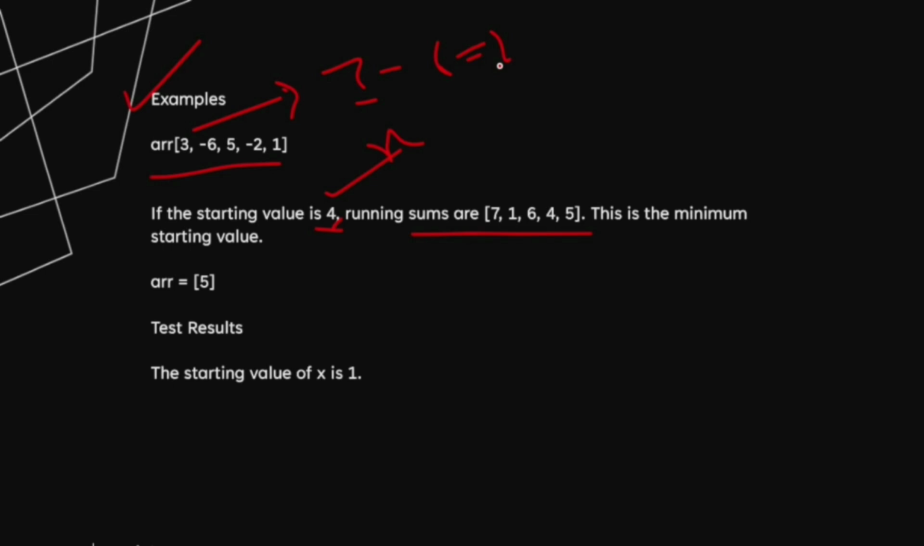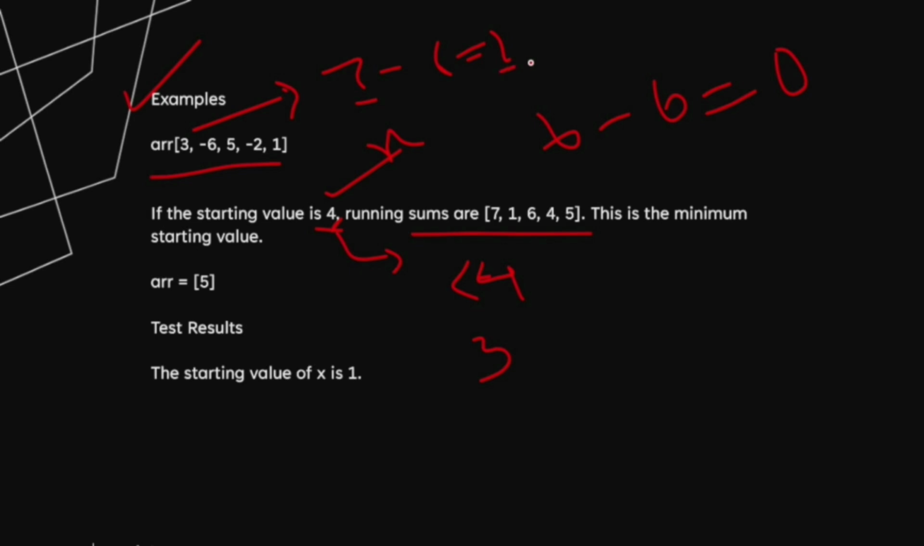So instead of 4 you cannot take a value less than 4. If you take 3, then 3 plus 3 is 6, and 6 minus 6 is 0. Then your running sum condition fails, so you cannot take 3. You have to start with 4. I think this is clear.